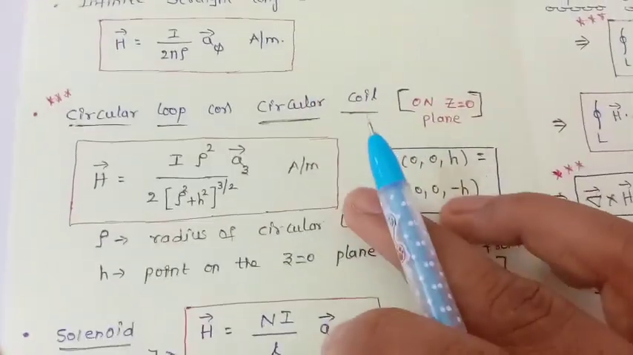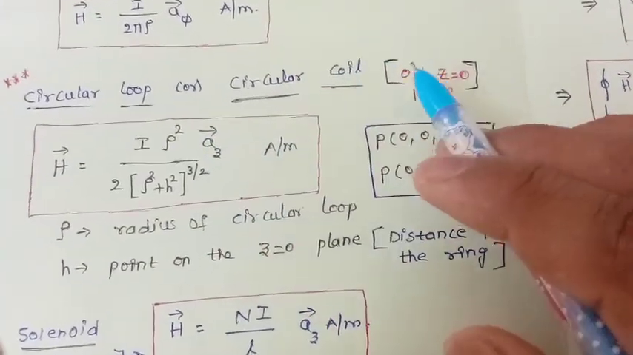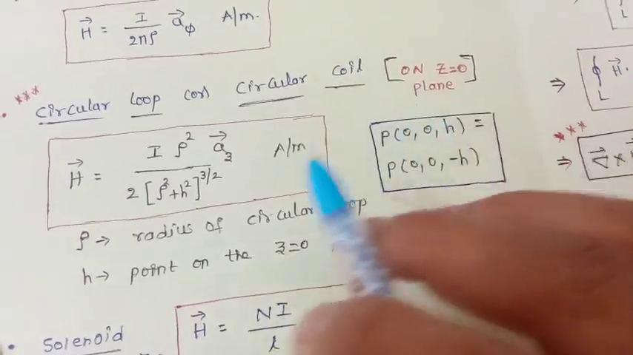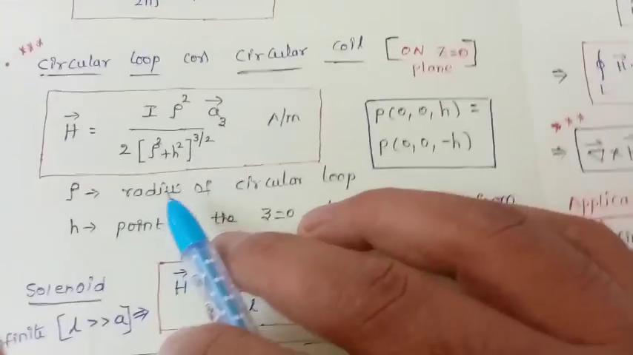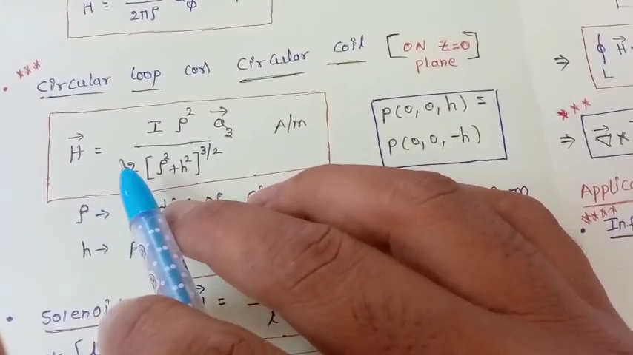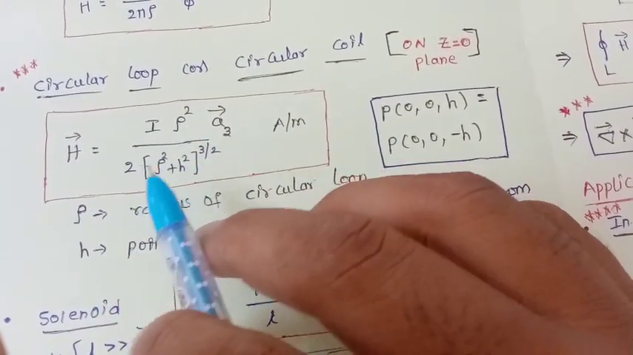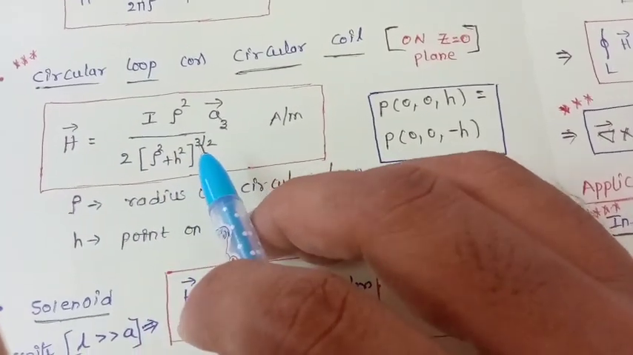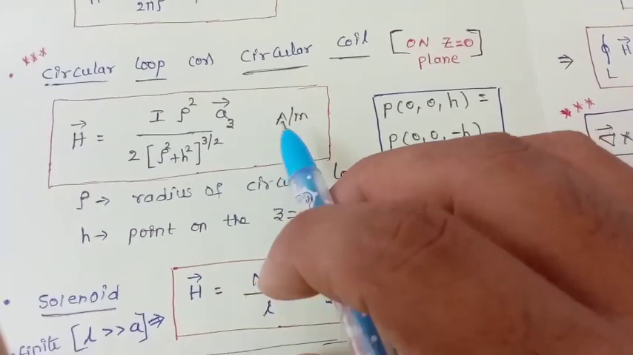Now coming to the circular loop or circular coil, remember we have considered this circular coil on the z equals 0 plane. That's why the direction is along z direction. Then the magnetic field intensity is equal to I rho square upon 2 times rho square plus h square to the power 3 by 2 ampere per meter.